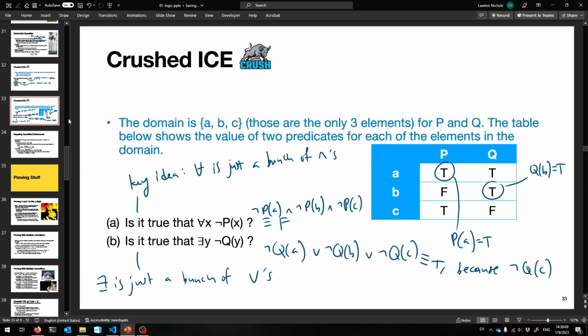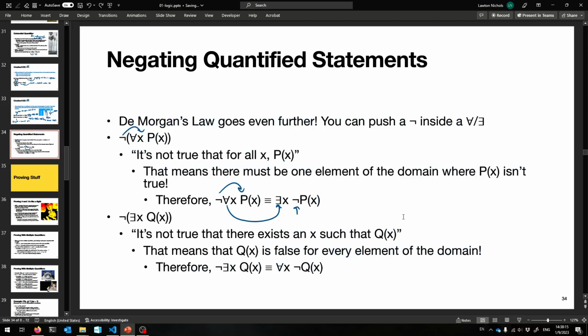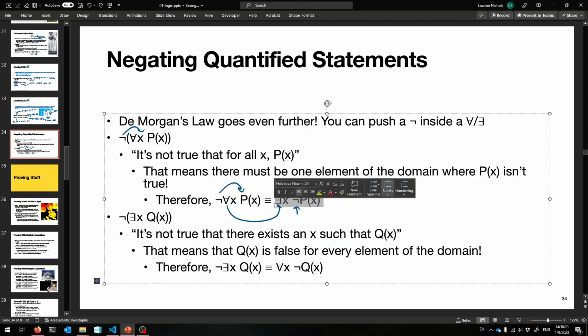Because secretly, it's a bunch of ands getting flipped to a bunch of ors. It makes sense. That's really just the normal De Morgan's rule. Okay? So that's how you negate a for all. It becomes a there exists, and you negate the inside. And the flip side is true for negating a there exists. It becomes a for all, and then you negate the inside.